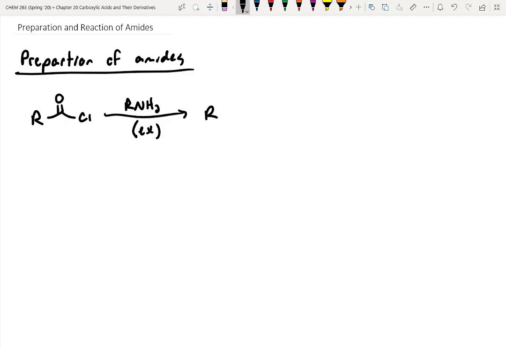And when this happens, we can make a new amide bond where we have a nitrogen bonded to the carbonyl, and we can make a variety of different amides this way, depending on whether or not we're using ammonia, a primary amine, or a secondary amine.